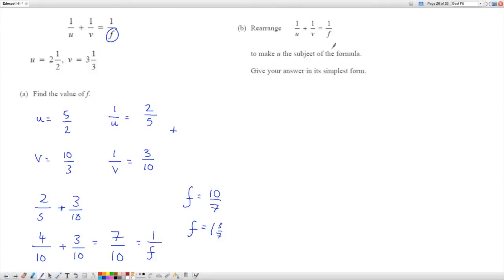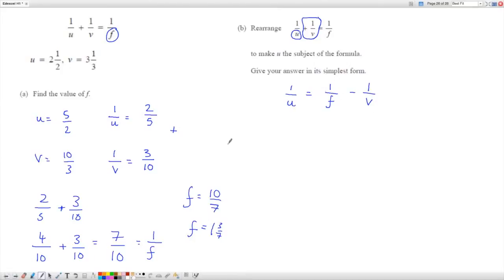Now, using the same formula, we need to make u the subject. So this part here, we need to isolate. So let's do this step by step. First off, we can remove this part by subtracting it, and it will be on the other side. So 1 over f, subtract 1 over v.